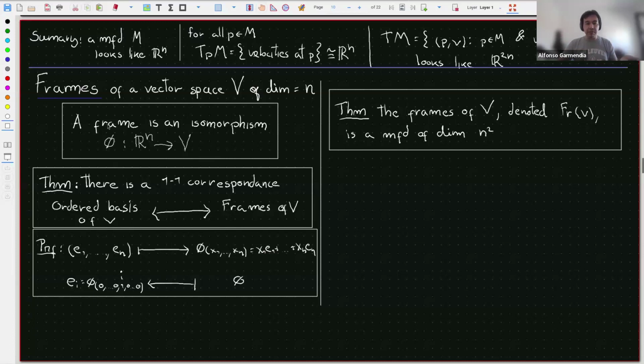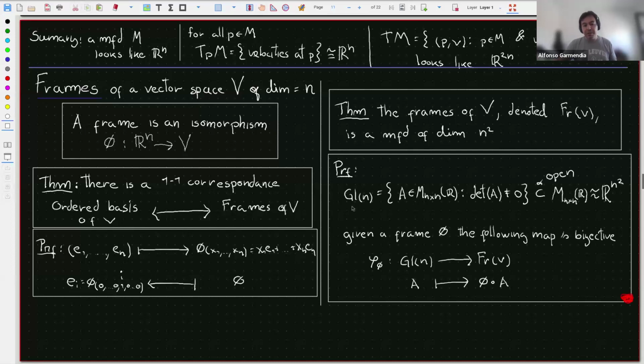And so whenever I say frame, if you are not comfortable with the word, think of ordered basis, it's exactly the same thing. And now something interesting is that the frames of a vector space, also denoted like this, Fr(V), is a manifold of dimension n squared. And the way that we can see it is, well, I'm not sure if you're familiar with this notation, but in Lie theory there is GLn, which are all the n times n matrices that are invertible. Invertible means that the determinant is non-zero. And this set is an open set of all the n times n matrices, which is isomorphic to R^(n squared) canonically.